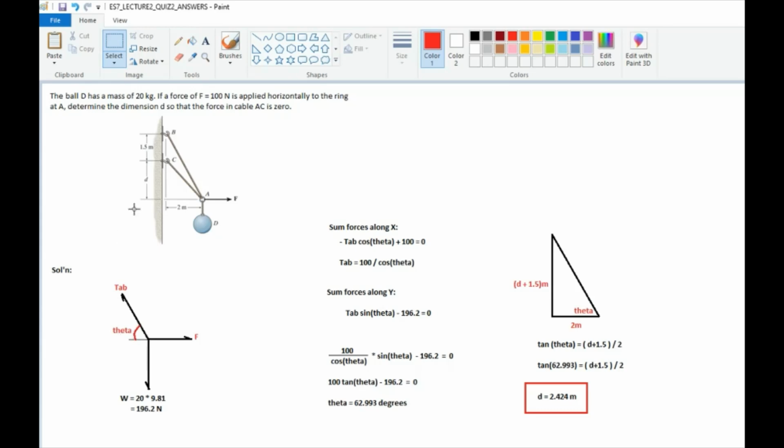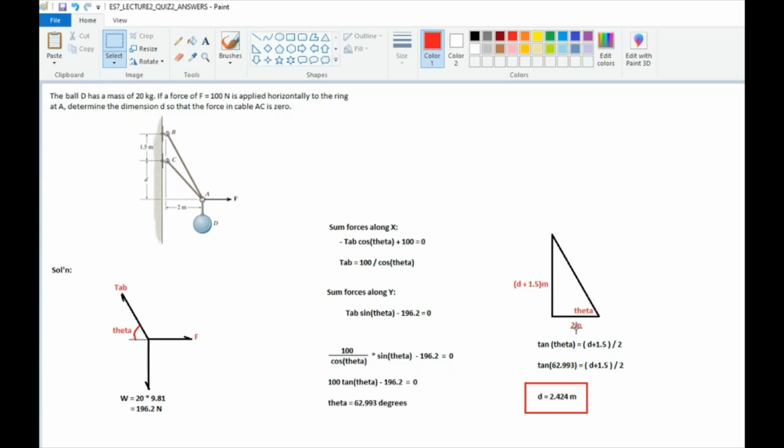O, ngayon, may theta na. How are we going to solve for D? Diba, this is just a triangle. This one. So, I just created this triangle. Ito. Create tayo ng bagong triangle dyan. Now, this is theta. Tapos, sabi sa problem, from point A hanggang dito, that is 2 meters. Tapos, ito daw ay D plus 1.5. So, we have here D plus 1.5.